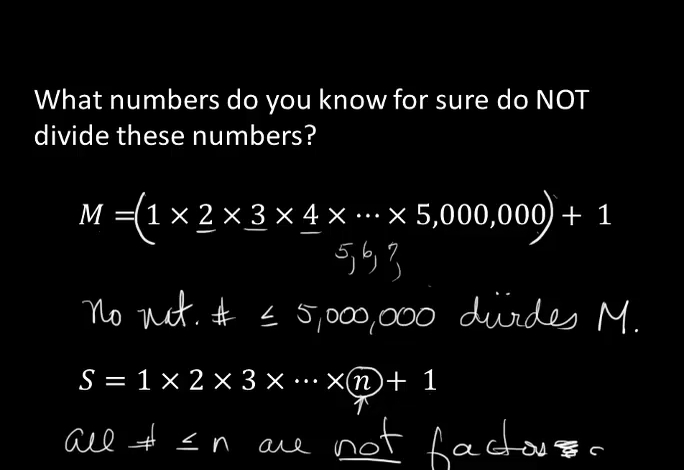Factors of the number s for any natural number n, and you're assuming, when you write it this way, 1 times 2 times 3 times etc. up to and including n, that n is bigger than 3. But if n is 4, this is just 1 times 2 times 3 times 4.